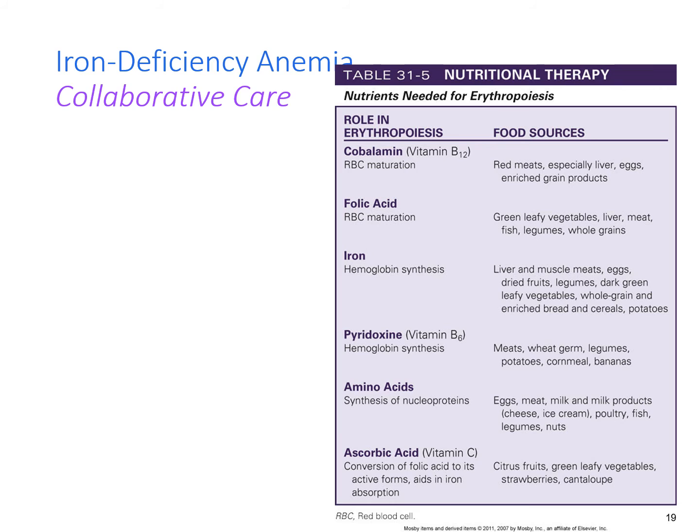So this particular slide has all of the different food sources, right? For this particular iron deficiency anemia, we're going to focus on iron here. So we have hemoglobin synthesis, and we're going to look at the particular foods that can give us a lot of iron. So we've been given examples here: liver and muscle meats, eggs, dried fruits, legumes, dark green leafy vegetables, whole grain and enriched bread and cereals, all of that.